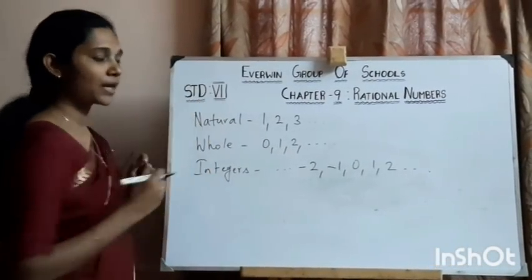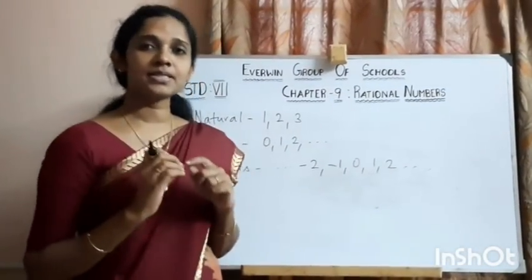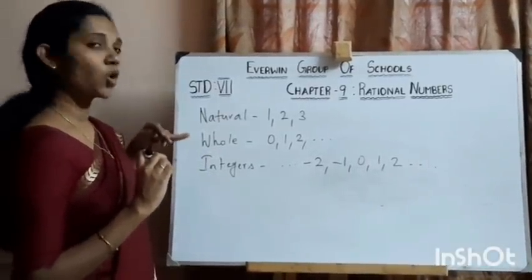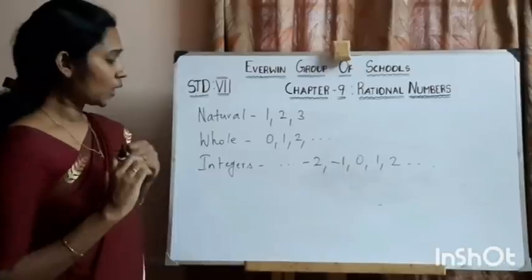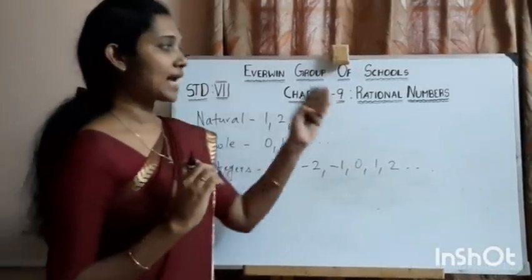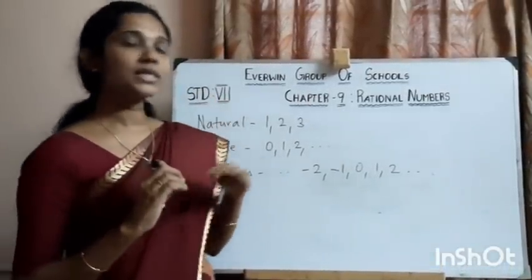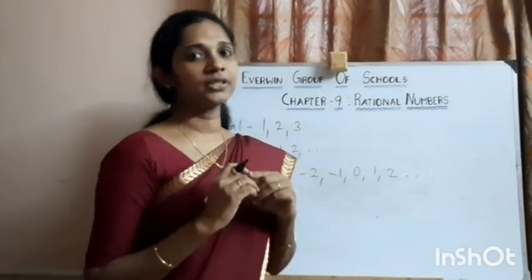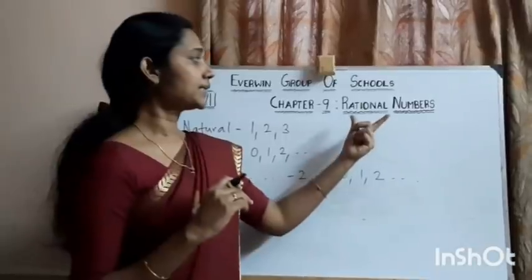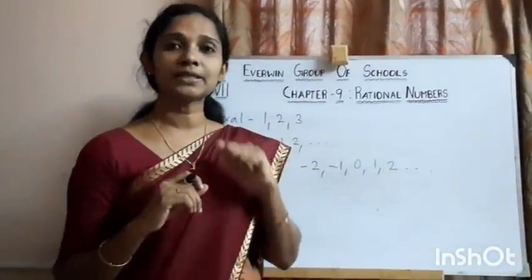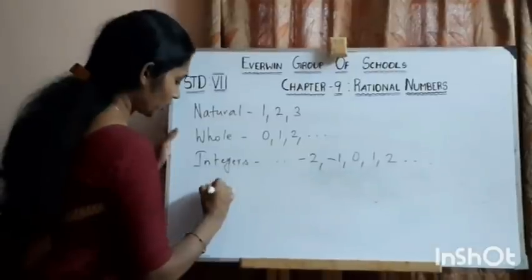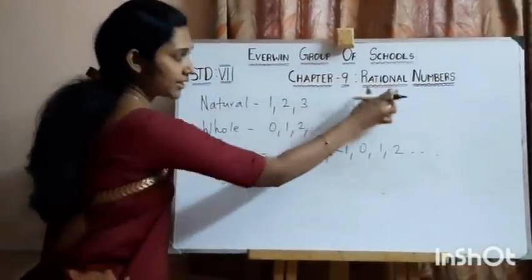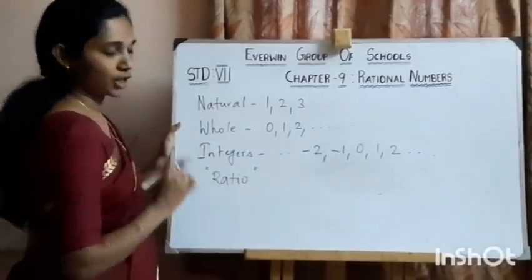So going this way, we expanded our number system from natural numbers to whole numbers and from whole numbers to integers. Now we shall see what a rational number is. By introducing rational numbers, our number system has been expanded further. The term rational comes from the term ratio.